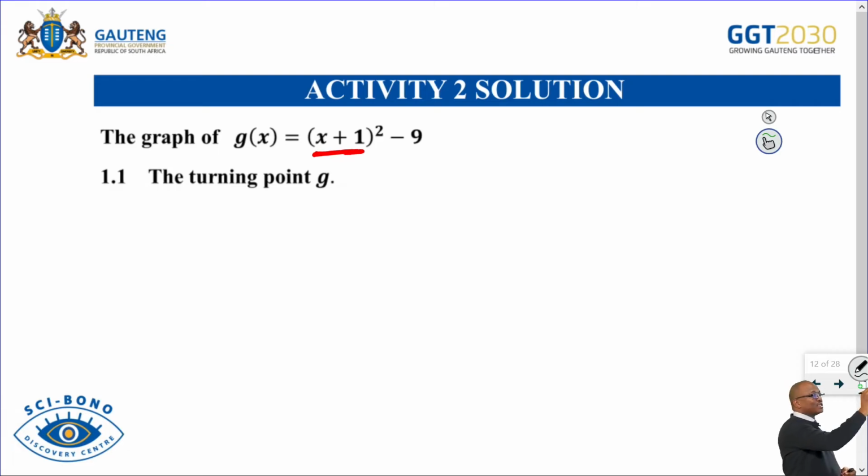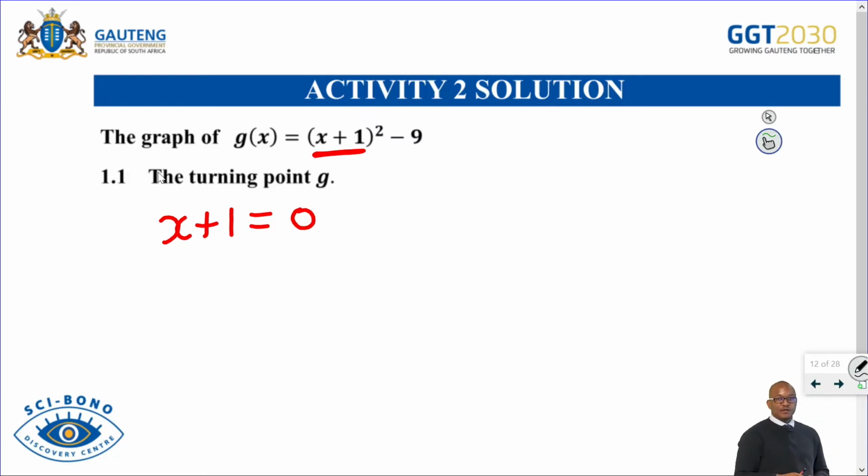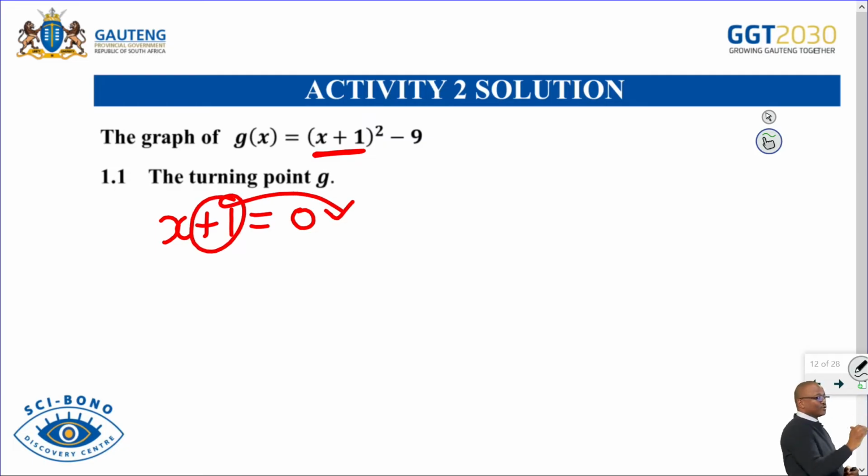You take what is inside the bracket. What is inside the bracket is x plus 1, and you equate it to 0. Always you do that when you're determining the turning point. After equating to 0, that's where you transpose your +1, then x will be -1. So that's how you get the x value of the turning point.